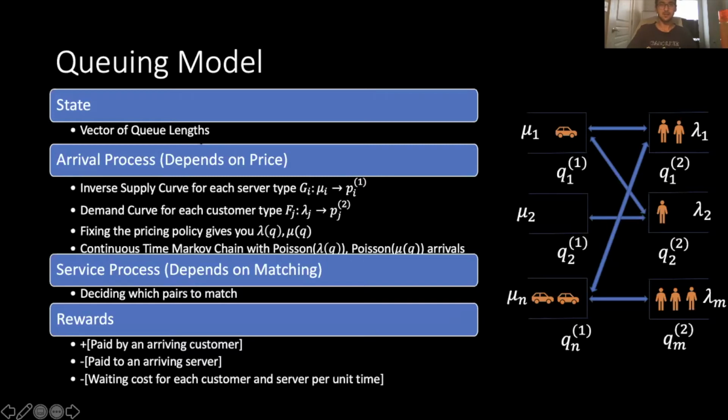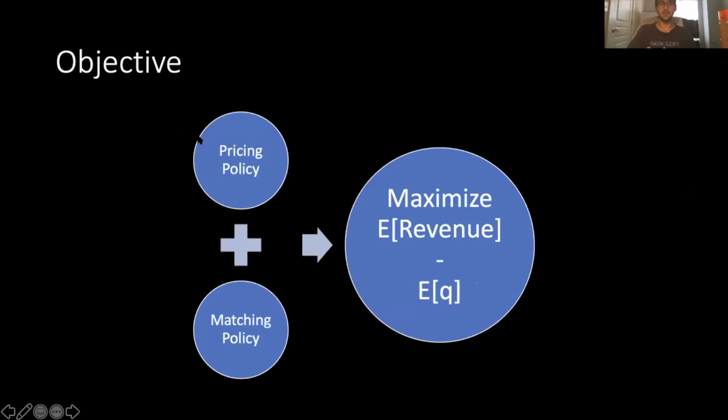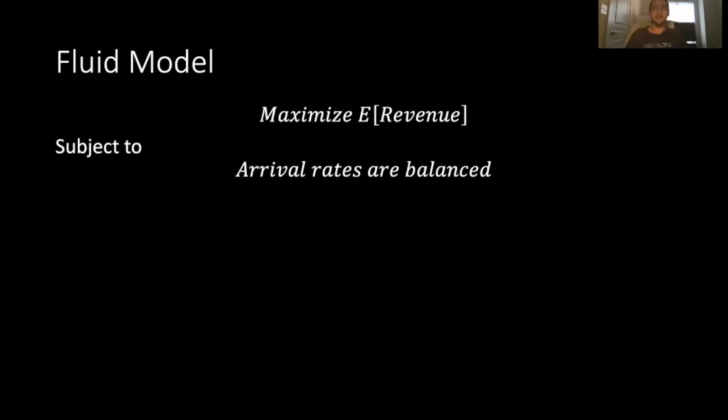As soon as a customer enters the system, it pays the price posted by the system operator. The server enters the system and it receives a price posted by the system operator. And finally, the system operator receives an additional waiting penalty for each type of customer and server. So the objective of the system operator is to design a pricing policy and a matching policy such that you maximize the expected revenue in long time minus the expected Q length, where the expected Q length is the proxy for the waiting time.